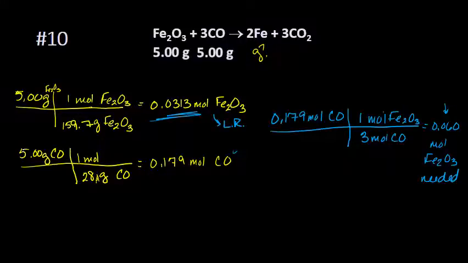Now we're going to use the limiting reactant to find out the amount of iron made. So here we go, 0.0313 moles of the limiting reactant. So we're starting now with moles of this, and I need to go to moles of the iron so I can get to grams of iron.